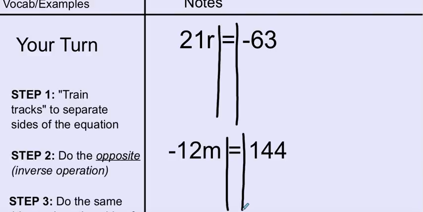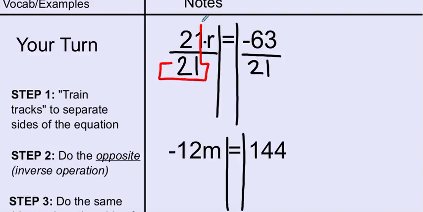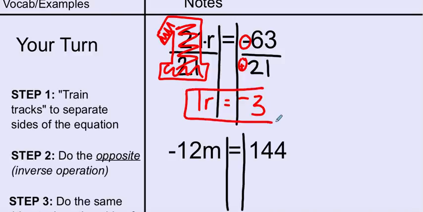I know that I have 21 times r, because when they're right next to each other, they're multiplying. The inverse or opposite operation then is to divide, and I'm going to divide by the exact same thing bothering that r. So I divided both sides by 21. I then know that this turned into my gigantic 1. So I have 1r equals, I know a positive divided by a negative is a negative, and I know that 21 goes into 63 3 times.